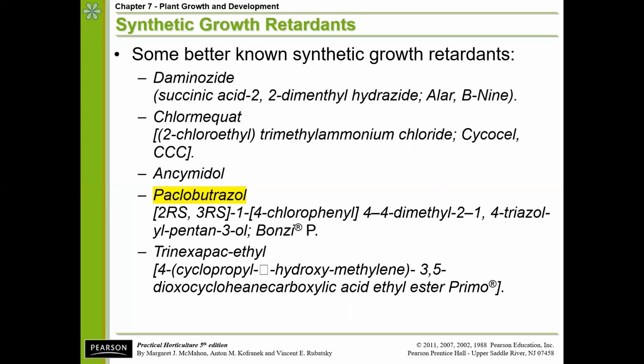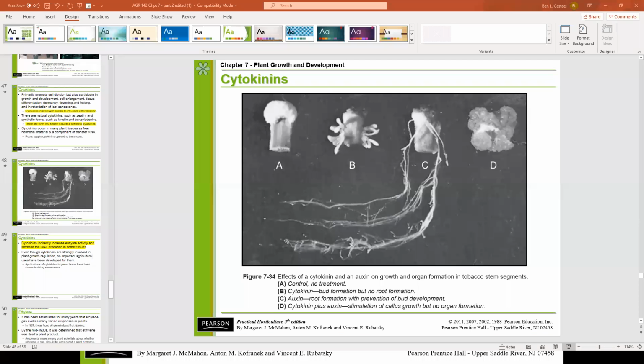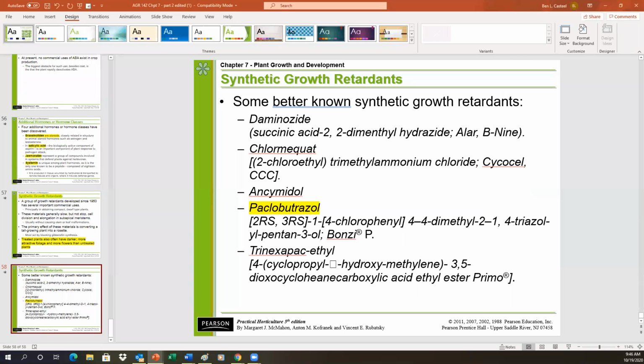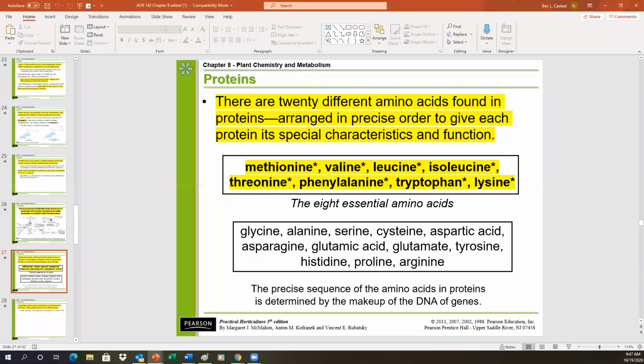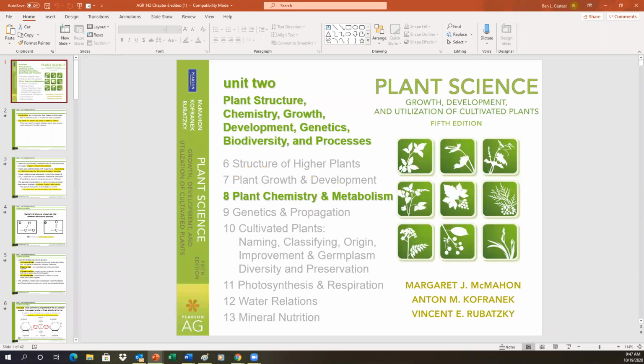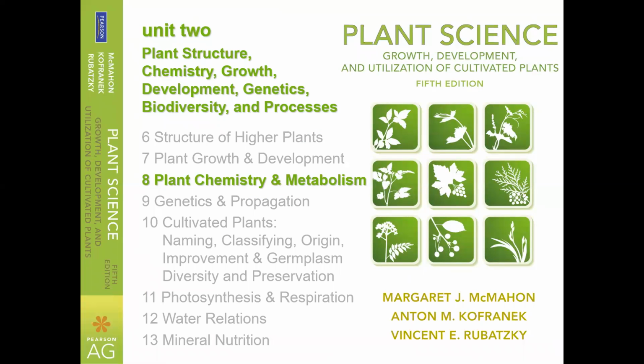Well, that's a good segue into chapter 8, which is plant chemistry and metabolism. It's important to know the processes behind it, why we need particular elements and nutrients and what they do. But in the book, it's dense.